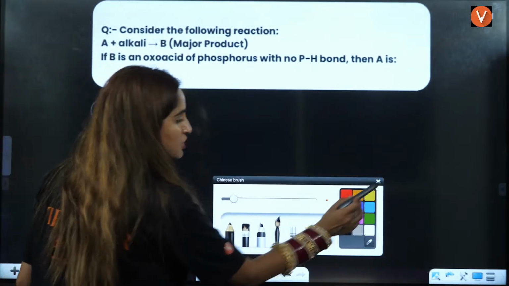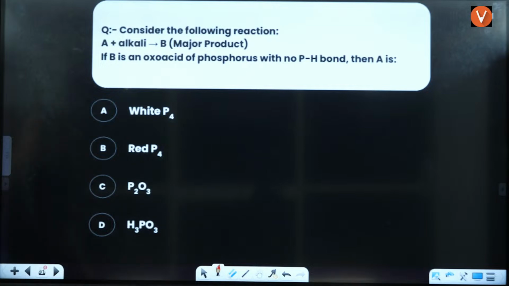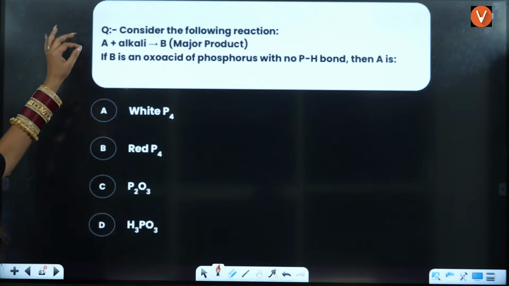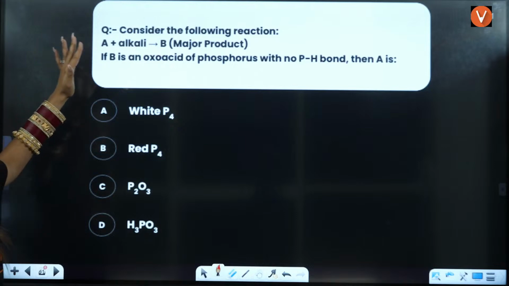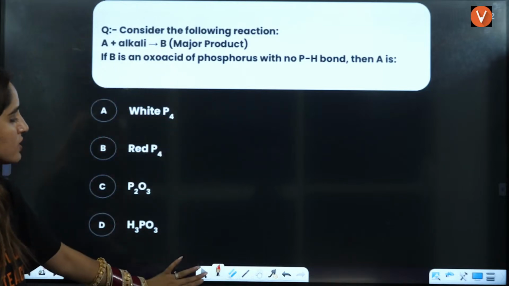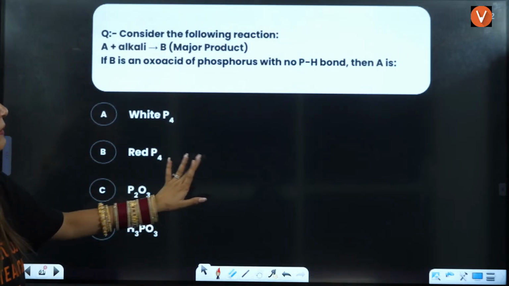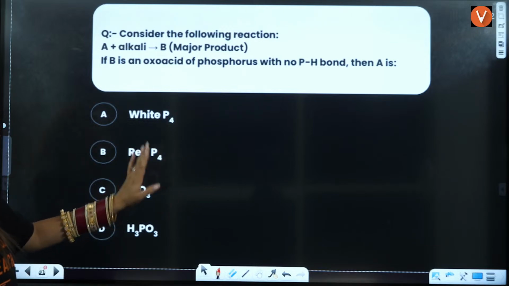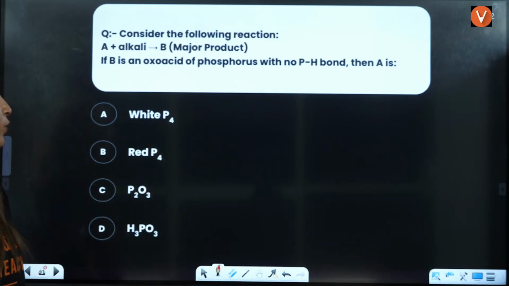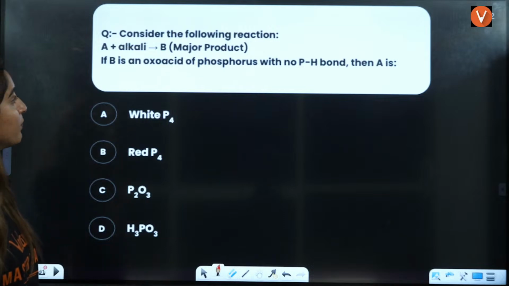So this is the reaction that you have. Now for this reaction, tell me what is the answer. Yes, students, tell me what is the correct answer for this question. Consider the following reaction. A plus alkali gives B. B is an oxoacid of phosphorus, right? With no P-H bond. Okay, so it is not having any P-H bond.